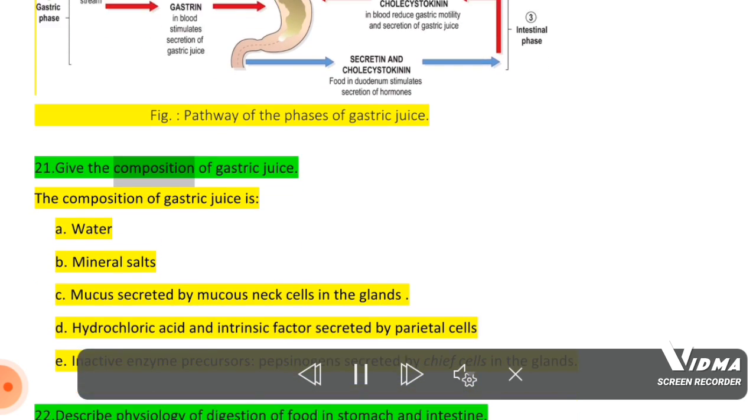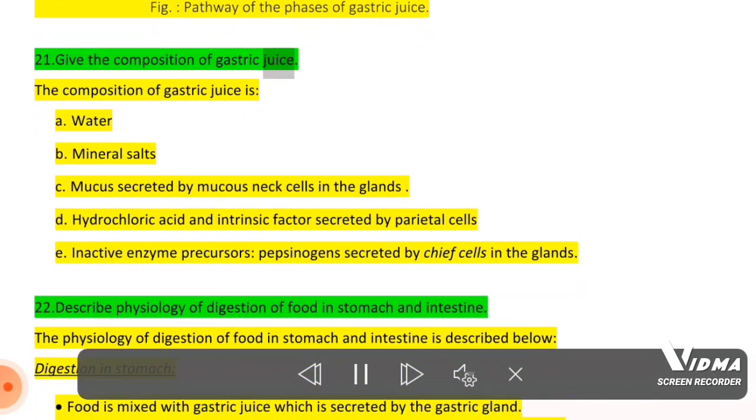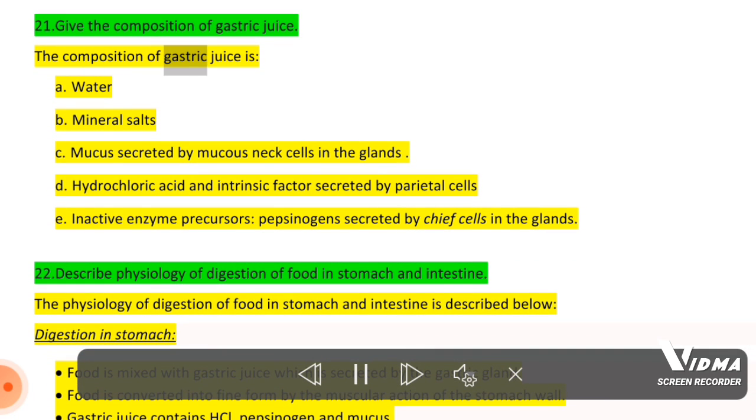21. Give the composition of gastric juice. The composition of gastric juice is: water, mineral salts, mucus secreted by mucous neck cells in the glands, hydrochloric acid, an intrinsic factor secreted by parietal cells, and inactive enzyme precursors, pepsinogens, secreted by chief cells in the glands.